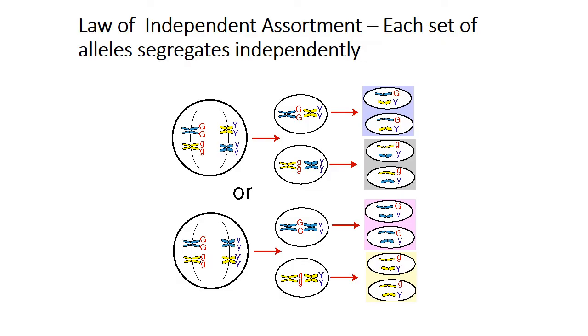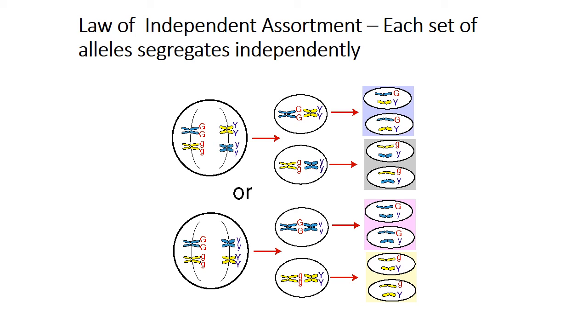Now, the law of independent assortment says that each set of alleles will separate independently of each other. So if we have 2 to the n, we have 2 to the n from the law of segregation. So 2 to the n possibilities.